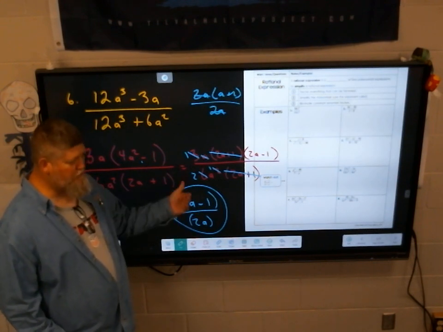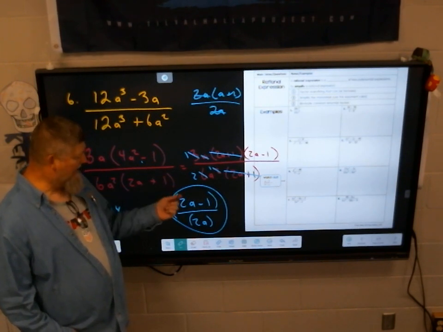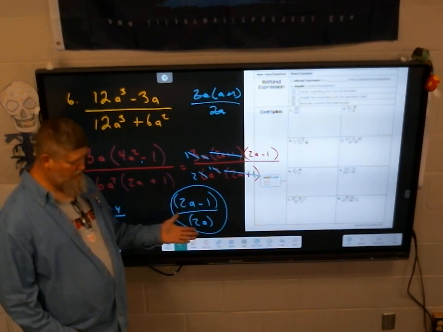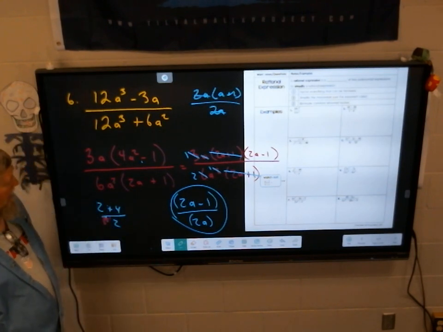If it's added or subtracted to something, you cannot cancel. You can't cancel addition, you can only cancel things being multiplied. Okay. Alright, very good.